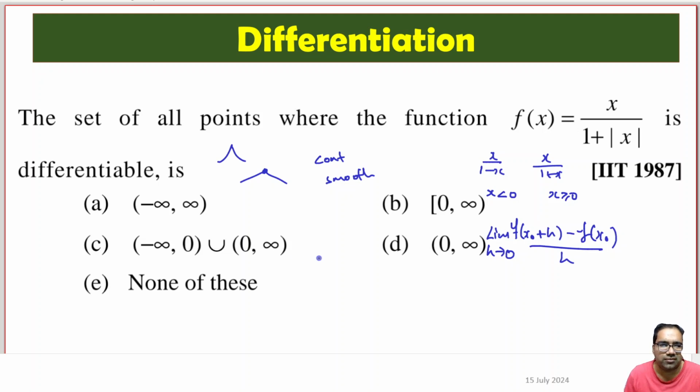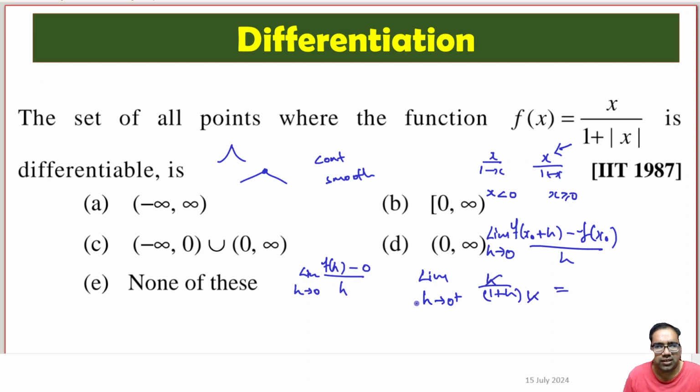What is x naught? X naught is 0. So basically f of 0 plus h, that is nothing but f of h, minus f of 0. F of 0 is anyway 0. So f of h minus 0 by h, and limit h tends to 0. Now we have these two functions. Let's do this limit when h tends to 0 plus and 0 minus also. So limit h tends to 0 plus, from the right side of 0, is this one. What is f of h? H by 1 plus h, whole of this by h. And this h will get cancelled, so we can directly substitute 0.